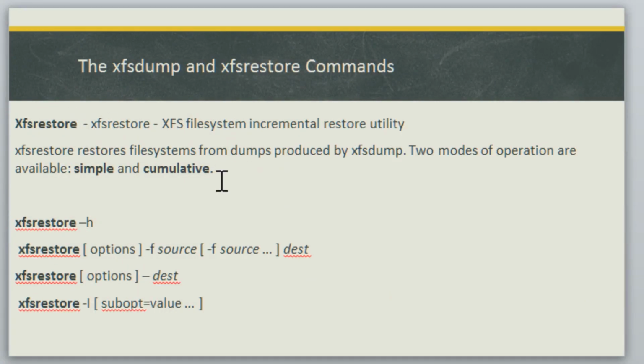Let's talk about the other side of this, which is xfsrestore. xfsrestore will restore file systems incrementally, from dumps produced by xfsdump. The two modes of operation available are simple and cumulative. We notice we have pretty similar options below. We have -h for help, -f for the source of the restore, so where you backed it up, and then where we want to put the restore.